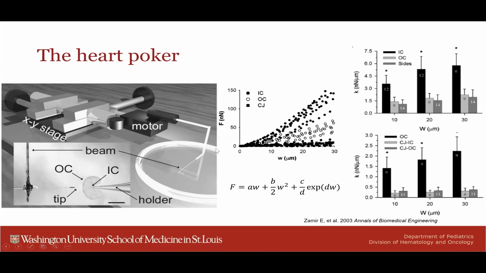So for example, on the inner curvature where we end up having the heart loop, we can see that the heart is a bit stiffer when we compare that to the outer curvature, which is the outside portion of that heart. And then the sides of the heart have a very similar stiffness as the outer curvature.